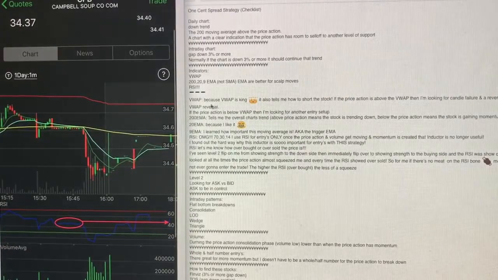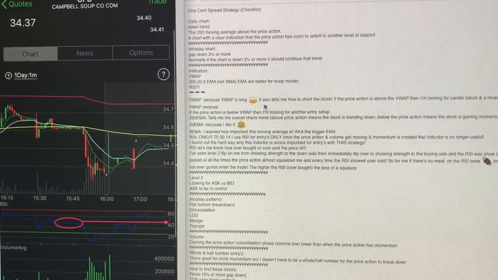All right, so VWAP. I like to use the VWAP because it's the king, man. It's one of the most important indicators. It's used by millions of traders, institutional traders, hedge companies, banks. VWAP is king, man. So VWAP and the 200, those guys are so important.